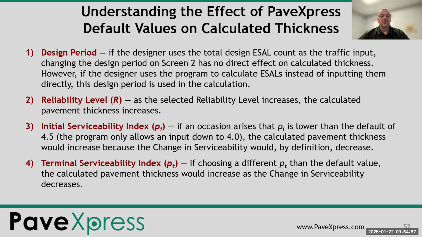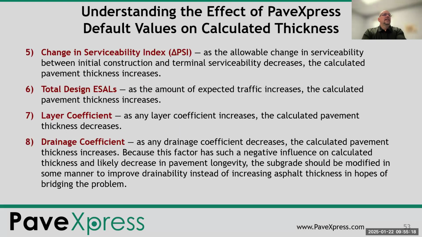The program only allows you to input down to 4. Terminal serviceability, if you're choosing a different terminal serviceability than the default value, then the calculated pavement thickness would increase as the change in serviceability also decreases. So those types of things, just understanding how all that works. Obviously, the change in serviceability, as that decreases, the pavement thickness increases. Total ESALs, the more ESALs you have, the thicker your pavement becomes. Layer coefficients, as those layer coefficients increase, the calculated pavement thickness actually decreases. So layer coefficients are important.